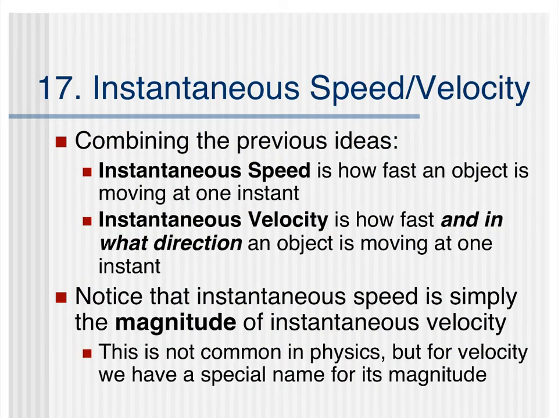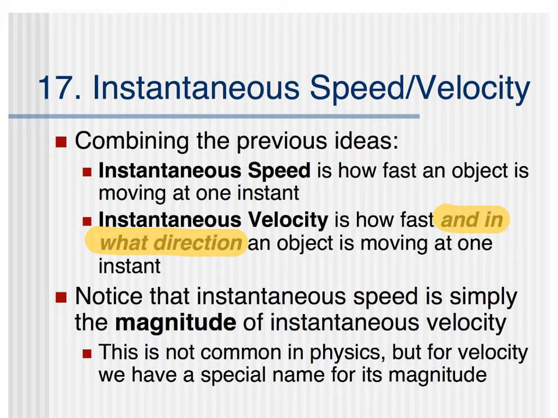So we're going to start putting some of these things together. The first thing we're going to put together is looking at the difference then between instantaneous speed and instantaneous velocity. So instantaneous speed would be how fast an object is going at a given time, at a given instant. Instantaneous velocity would be how fast and in what direction. And we see there the key distinction yet again because velocity includes a direction. So how fast and in what direction an object is moving.